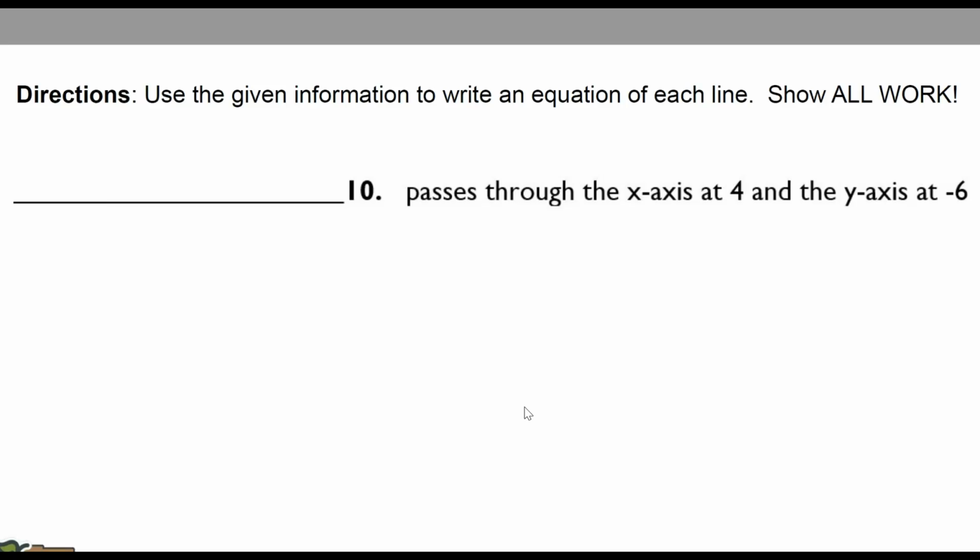Oh, this one's a little tricky. Passes through the x-axis at 4. You got to write that as the point 4 comma 0. Y-axis at negative 6. We got to write that as the point 0 comma negative 6. Now we're back to finding the equation of a line through 2 points.